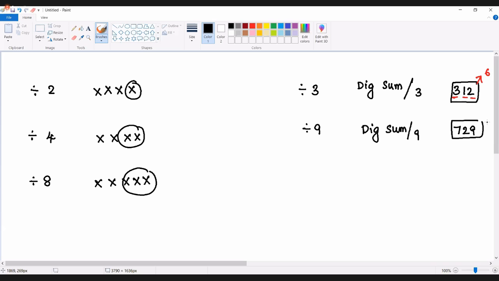Then we can say that it is divisible by 9. The sum of the digits must be divisible by 3, then we can say it must be divisible by 3. So all the numbers which are divisible by 9 must be divisible by 3, but vice versa is not possible. That means all the numbers which are divisible by 3 may or may not be divisible by 9.